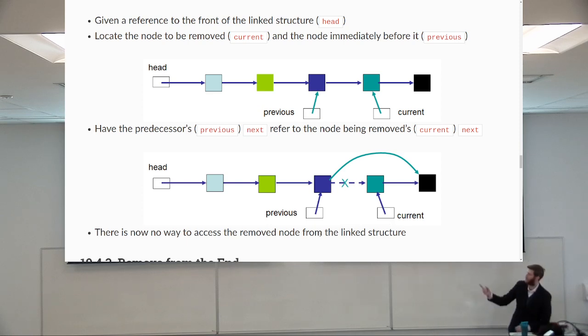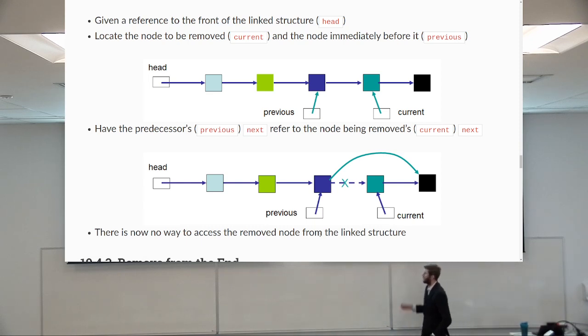Right? I don't need a reference to current here, right? If I had previous, so with 2, I could say, okay, previous, your next is current's next. And that would eliminate current. But I don't even really need that. I could just say previous, your next is previous's next. Right?